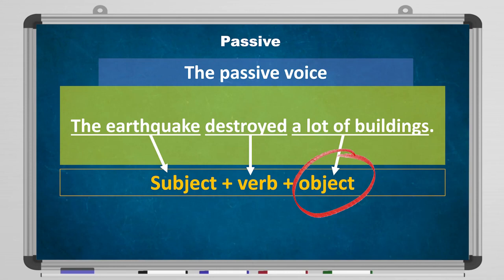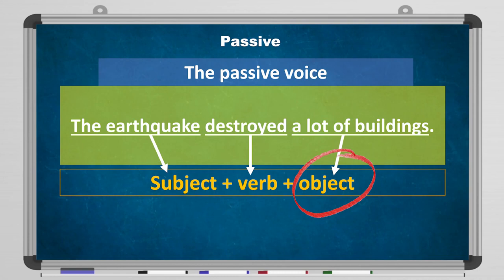Let's take a look at the sentence structure. How do we build the sentence? The earthquake destroyed a lot of buildings. This is an active sentence. We know who made the act. See, at the beginning of the sentence, there is a subject, and in the middle, the verb, destroyed. And then a lot of buildings is the object. This is how active sentences look like.